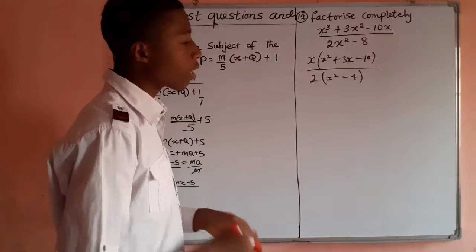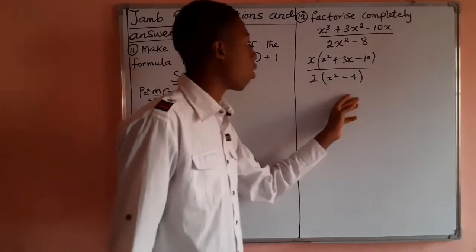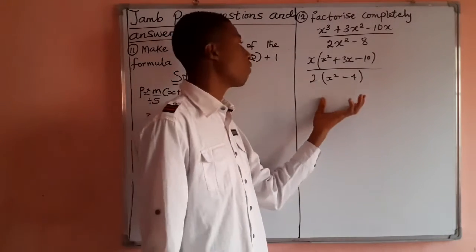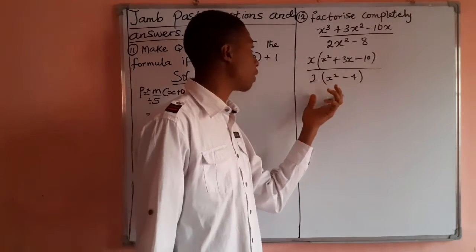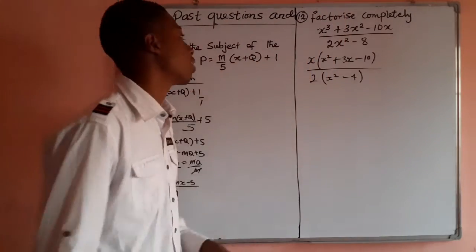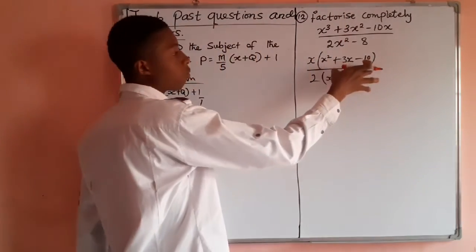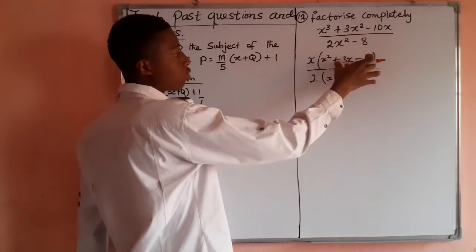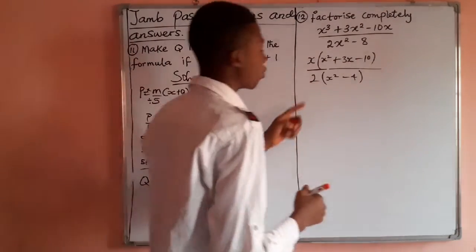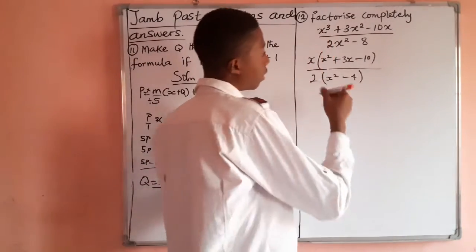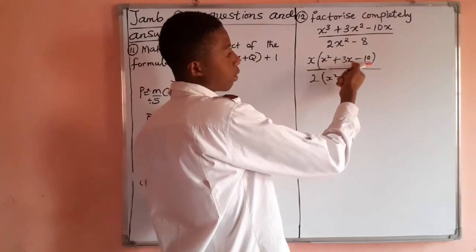Now, why we cannot leave our question here is because we haven't yet factorized it completely. They said factorize completely. Our next step, since you notice this is a quadratic equation, is to solve it quadratically. How do you solve this kind of equation quadratically? x squared plus 3x minus 10.